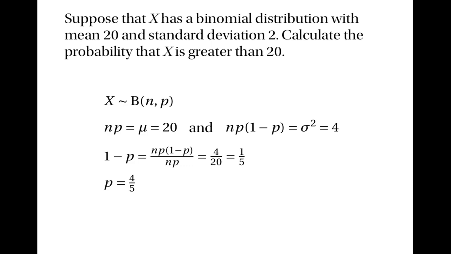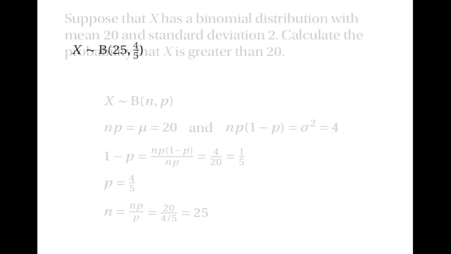The next step is to work out n, and we can use a similar trick for that, because n is equal to np divided by p. So n is going to be the mean divided by p, which in this case is 20 divided by 4/5. And if you do that sum, you'll find that it's equal to 25. Okay, now we know the number of trials and the probability of success. So we know that x has the binomial distribution with 25 trials and 4/5 as the probability of success.